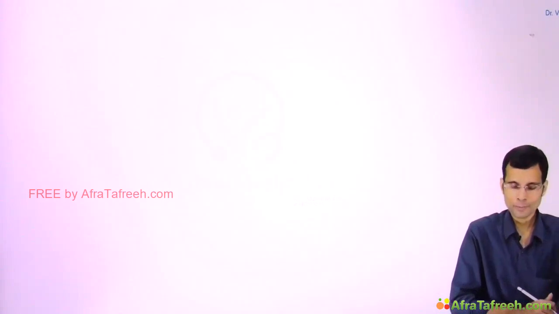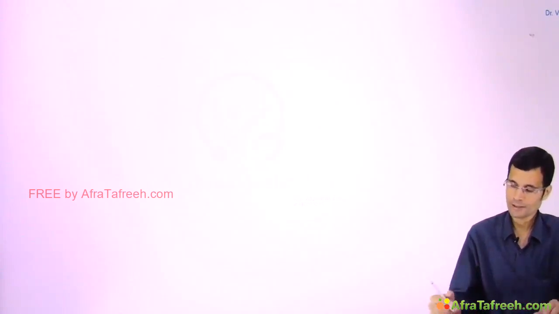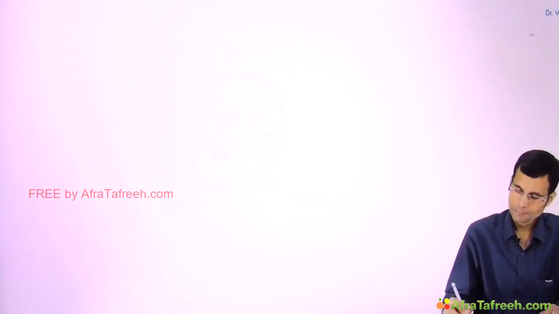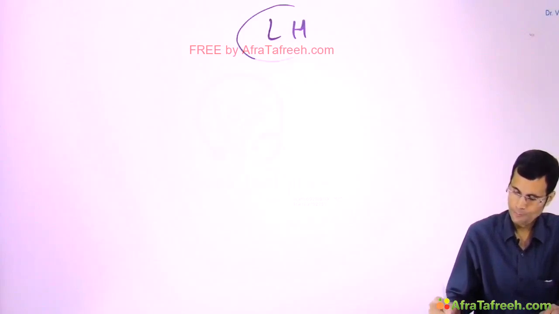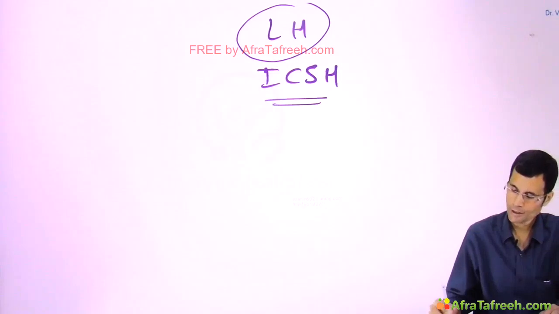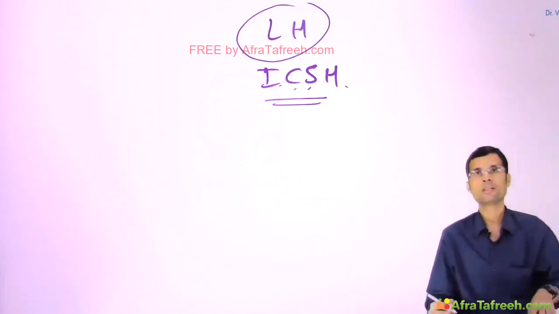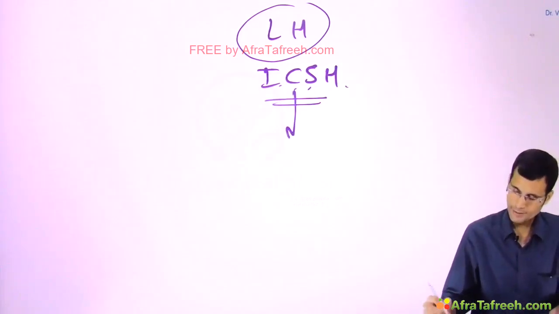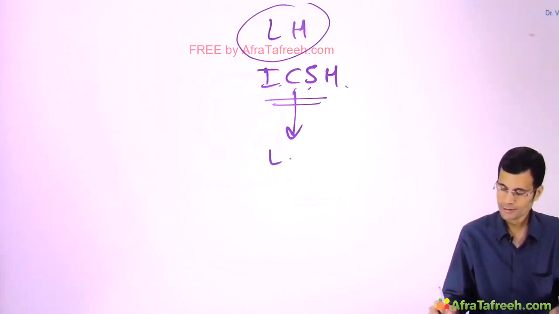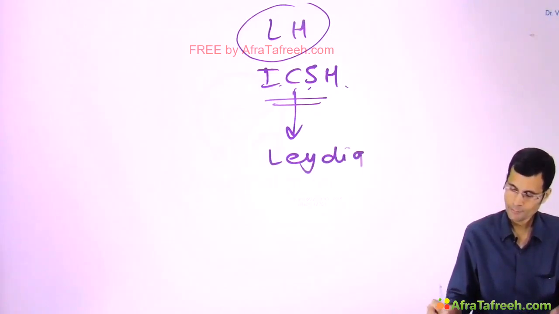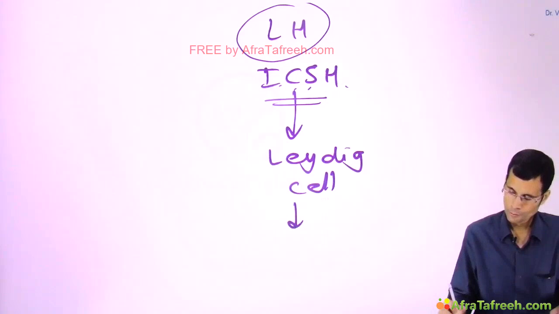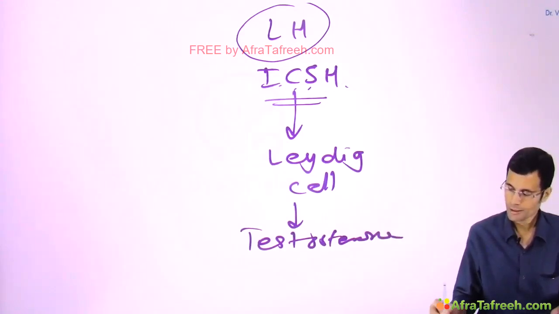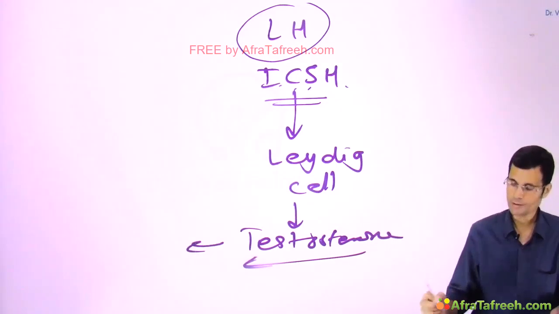Two gonadotropins, LH and FSH. LH, which is also called ICSH, interstitial cell stimulating hormone, because this acts on the interstitial cell of Leydig to form testosterone, which is necessary for the spermatogenesis.